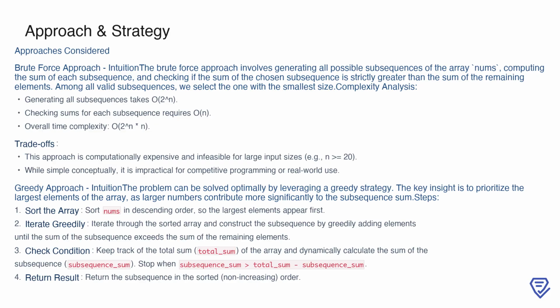Instead, we turn to a more efficient solution using a greedy approach. Here, the key insight is that the largest numbers in the array contribute the most to the subsequence sum. By prioritizing these larger numbers, we can construct the desired subsequence more efficiently. This strategy involves sorting the array in descending order, then iterating through the sorted array to greedily pick elements until the condition is met. Let's explore this approach in detail.